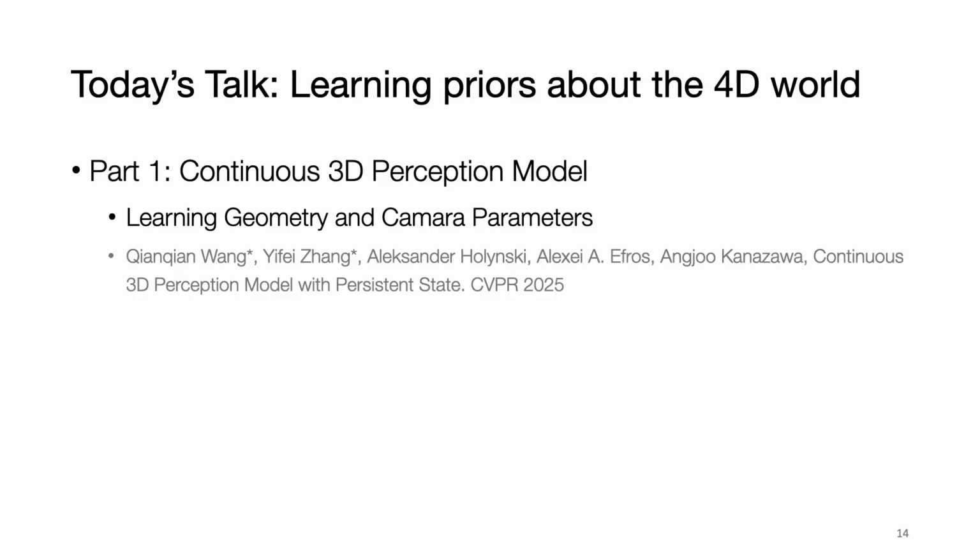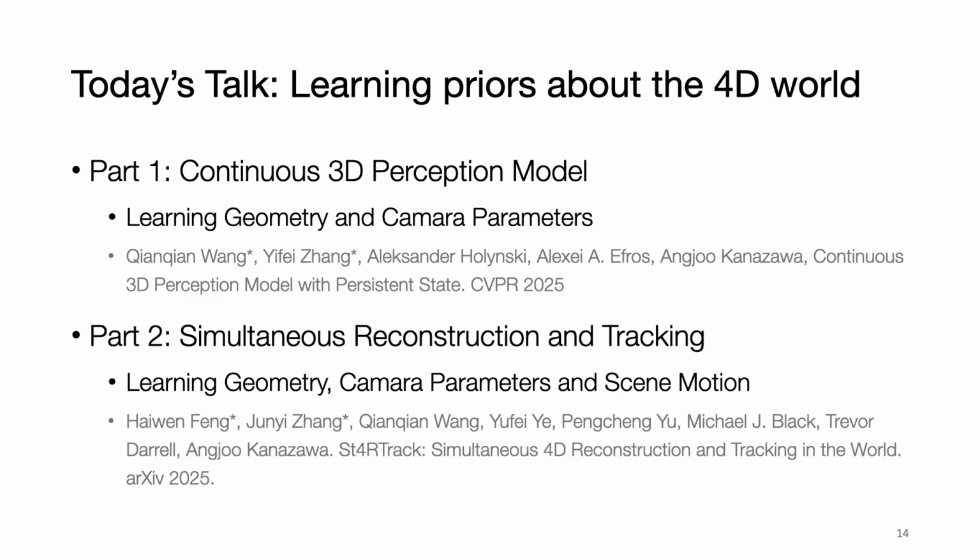I'm going to talk about some more recent work on learning priors about the 4D world. First, I will talk about a continuous 3D perception model that learns priors about the geometry and also camera parameters from just RGB videos or image sequences. And the second part, I will talk about the simultaneous reconstruction and tracking method that jointly learns about geometry, camera parameters, and the scene motion. So I'll start with the first one.